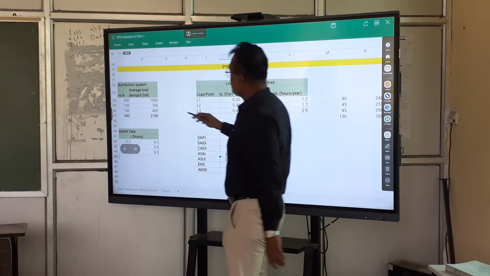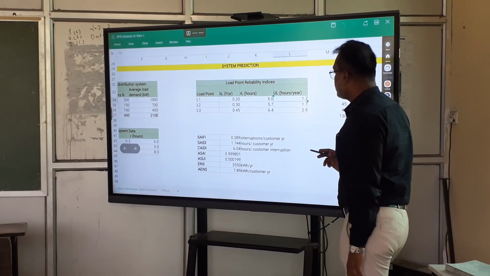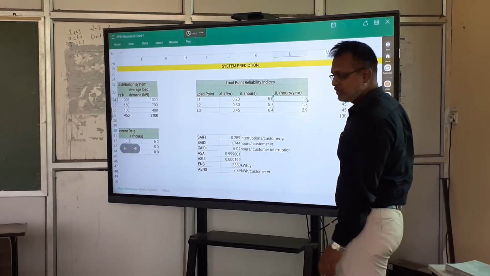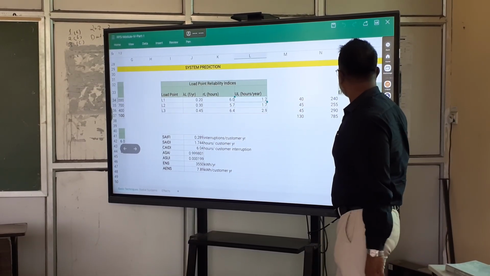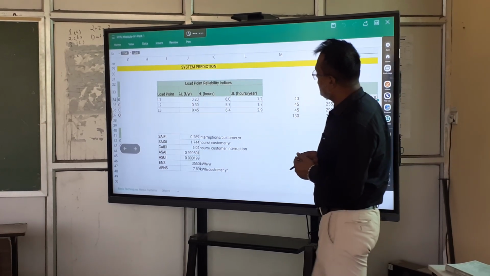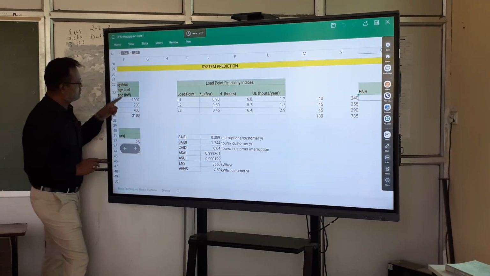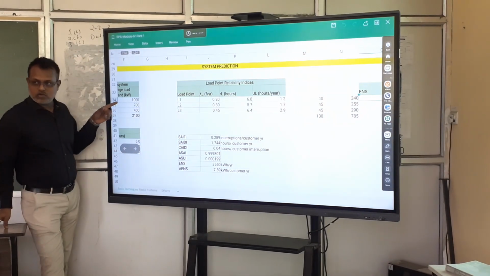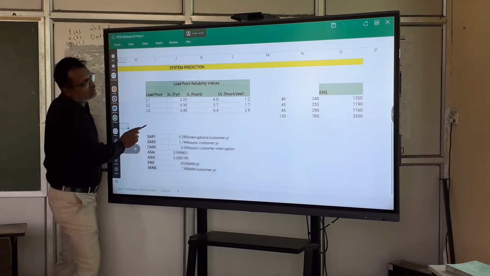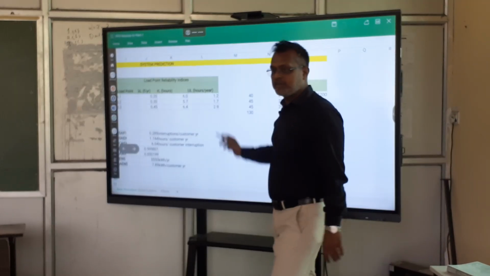What is the load connected here, average load connected here, and what is the duration? Average load connected into duration. So it is computed here. See here. So it is F34 into L34. F34 is the average load connected to that load point. L34 is the hours per year duration.